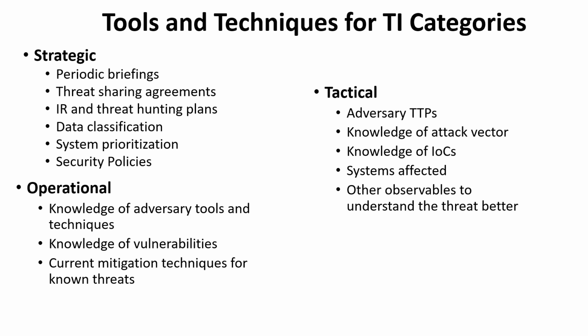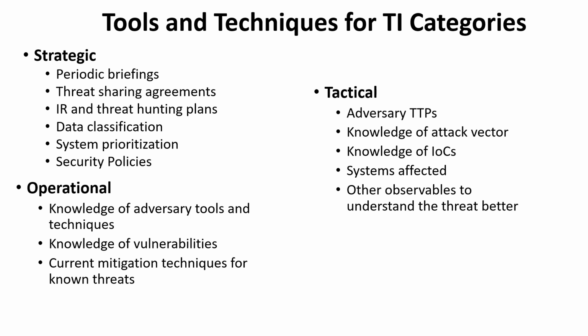Now we look at the tools and techniques for each of the TI categories. On strategic intelligence, the tools and techniques include periodic briefings, daily or weekly, threat sharing agreements, IR or threat hunting plans, security policies, and system prioritization.